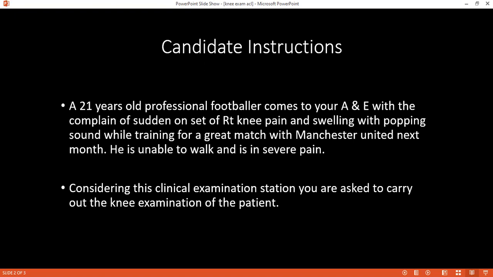What are your differential diagnoses? My differential diagnosis is that the patient may have a fractured lower end of the femur, or he may be suffering from an anterior cruciate ligament injury, or he may have an additional meniscal injury or simply an effusion of the knee joint. How would you confirm your diagnosis?